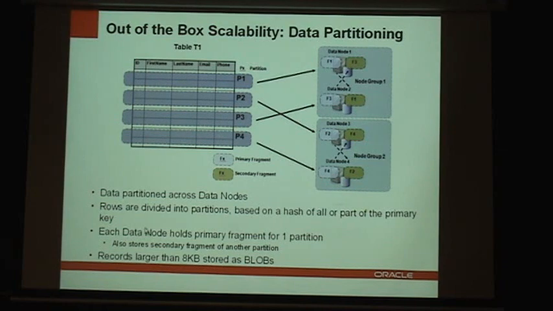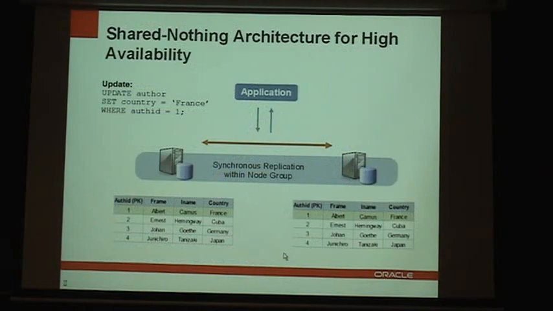And so data is partitioned across the nodes. The rows are divided into the partitions, and then there are hash keys and everything as part of the primary key. Each data node holds a primary fragment for one partition and also stores a secondary on the other. And then the records themselves, anything larger than 8K, are stored as blobs internally. Really good for key-value lookup pairs, that sort of information.